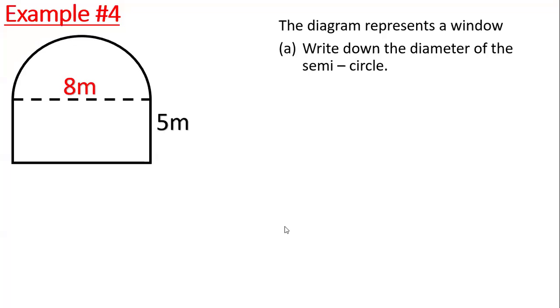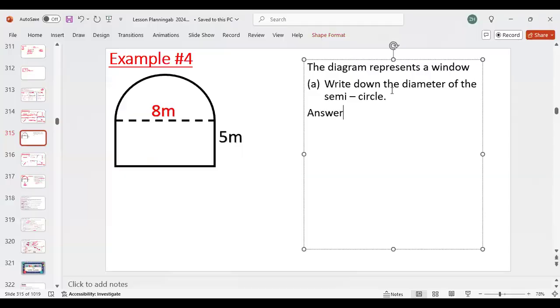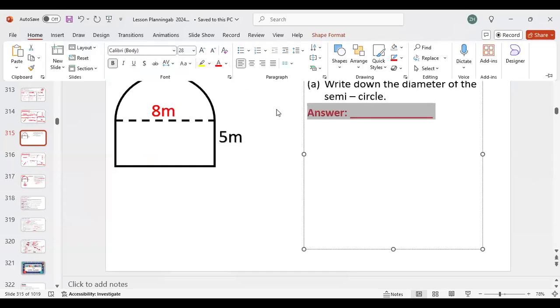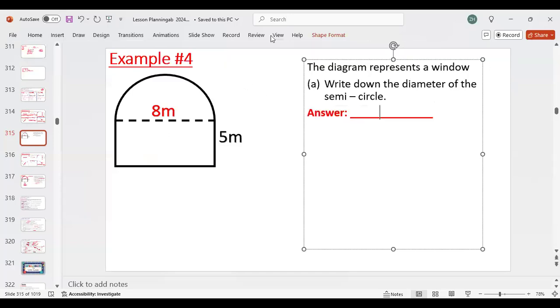What is the diameter of the semicircle? What did y'all put for the diameter? 4? The diameter is 8 meters. I put 8 centimeters. I mean, 16? 8, sorry. 8.